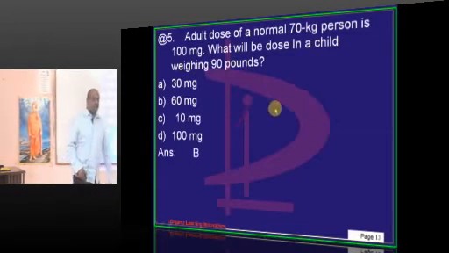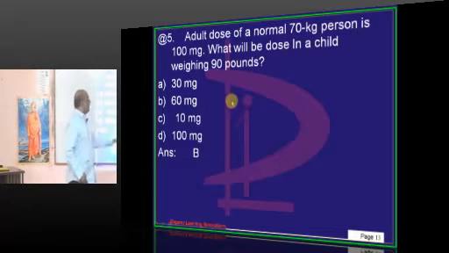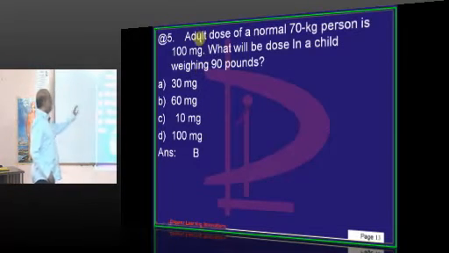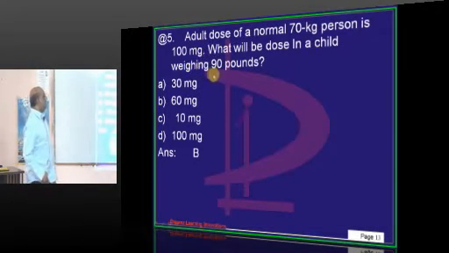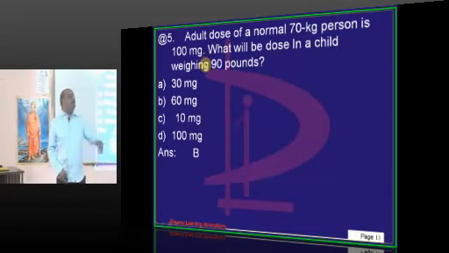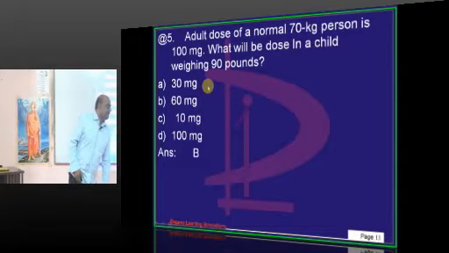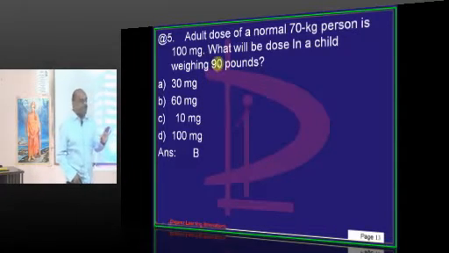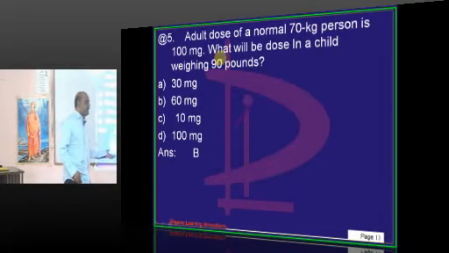Now doctor, for a 70 kg individual, the adult dose is say 100 milligrams. The question asked is, what will be the dose in a child who is weighing 90 pounds? Now the main challenge in this question is, what is a pound? Pound in terms of kilograms.